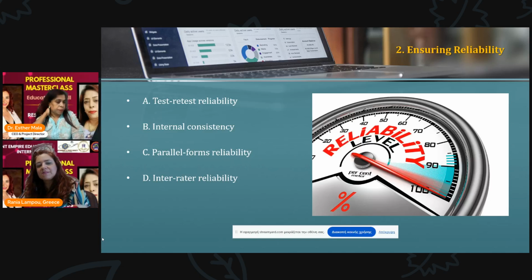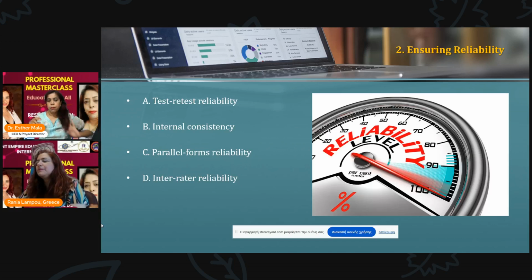Reliability refers to the consistency or stability of test scores over time. First, test-retest reliability: how to ensure it by administering the same test to the same group at two different times and analyzing the correlation between the two sets of scores. Internal consistency: how to ensure it by using statistical tests like Cronbach's alpha to measure item consistency, avoiding ambiguous or double-barreled questions, or ensuring that all items measure the same underlying construct. Parallel forms reliability: how to ensure it by creating two equivalent versions of the test, administering both to the same group, and comparing results.